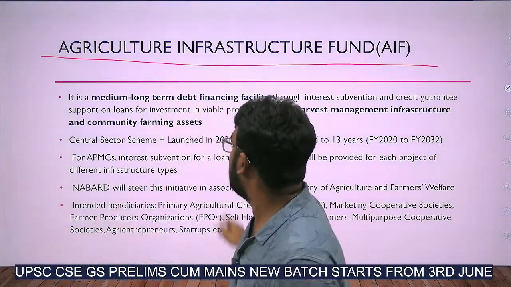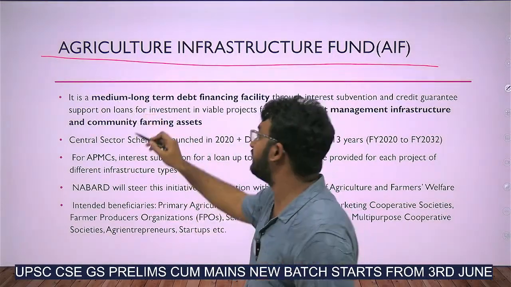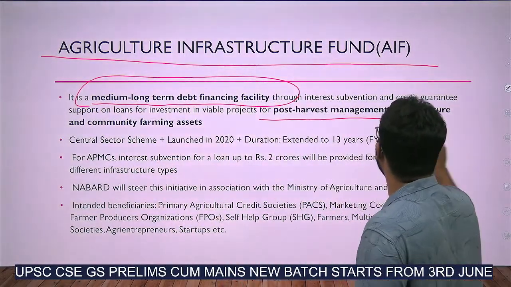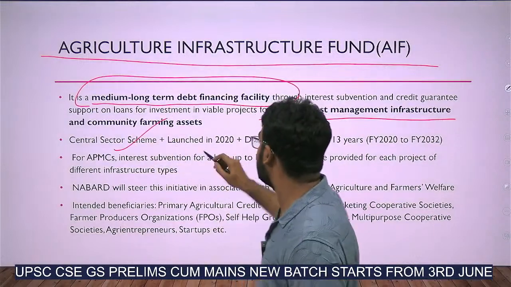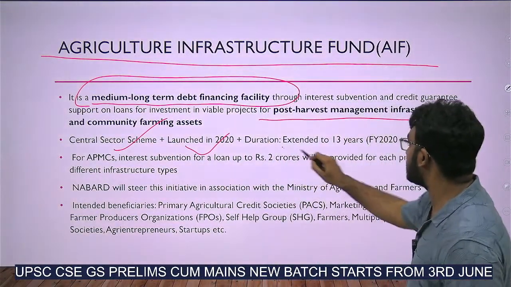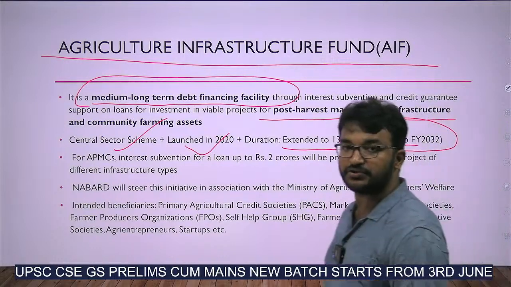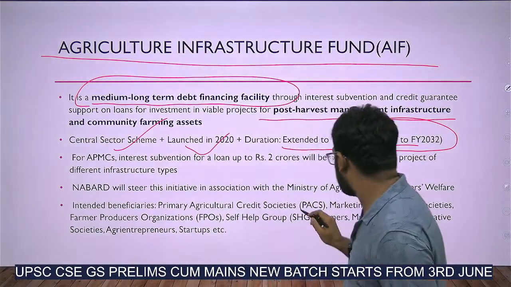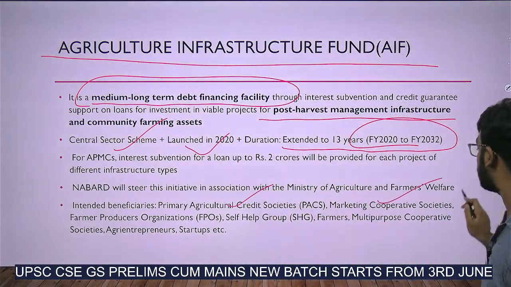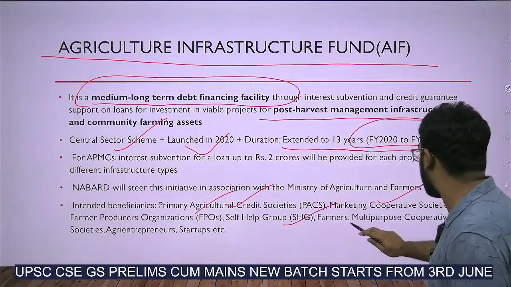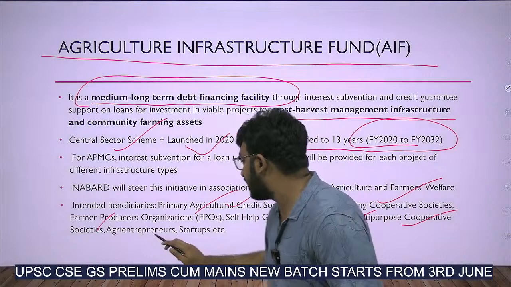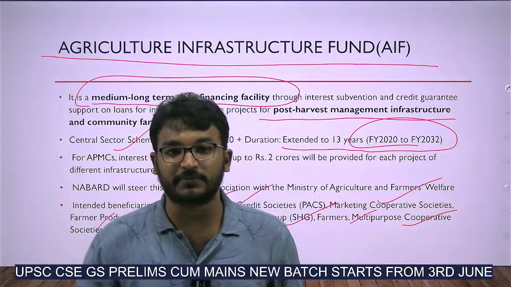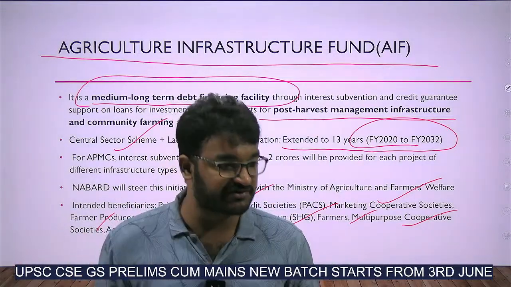Yes. Okay. The Agriculture Infrastructure Fund will be giving a medium to long-term debt financing facility for post-harvest management infrastructure. This is a central sector scheme launched in 2020. Duration is up to 13 years, from financial year 2020 to 2032. Okay. And who are the intended beneficiaries here? Primary agriculture credit societies, marketing cooperative societies, FPOs, self-help groups, farmers, multi-purpose cooperative societies, agri entrepreneurs and startups. All these can use this facility and take loans from the banks, and they can construct these post-harvest management facilities.